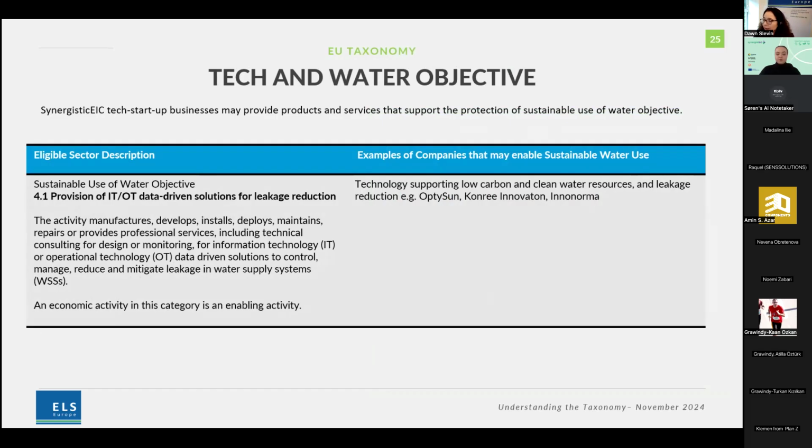And so let's have a look at the sustainable use of water objective. Here, in order to be eligible, the activity manufactures, develops, installs, deploys, maintains. So it's getting more descriptive about the range of industries that can be included, or provides professional services for design or monitoring for IT or OT data-driven solutions to manage, reduce, and mitigate leakage. So that is very, very broad. And it's an enabling activity. And some of the companies that perhaps could potentially fall under this are OptiSun, Conry Innovation, and Inorma. I'm sorry if I'm not pronouncing all of these. Inorma. So, because they're involved in the clean water resources sector.